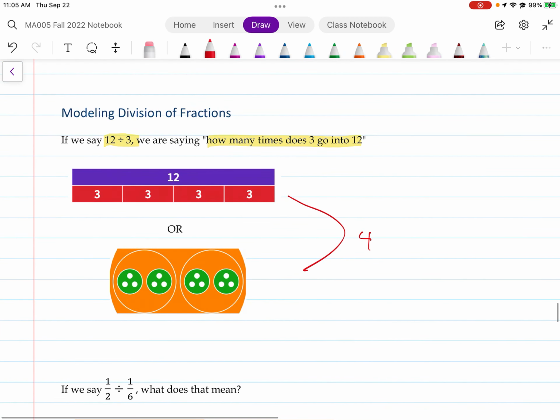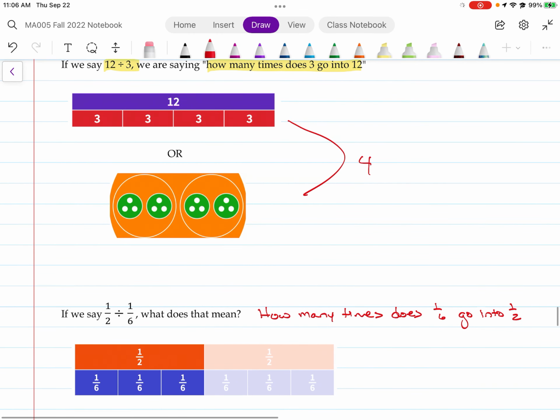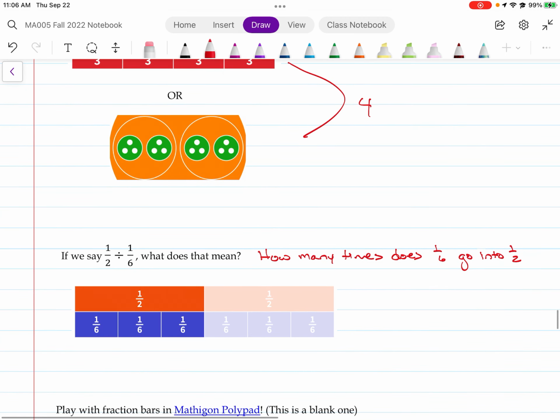So if we say 1/2 divided by 1/6, what does this mean? We are saying how many times does 1/6 go into 1/2? How many times does 1/6 go into 1/2? There it is. There are 3 of them, right? So there's 3. A whole number, 3. 1/2 divided by 1/6 is 3. All right, so that's not always intuitive, right? Pictures sometimes help, but when we deal with weird fractions, it doesn't always help.